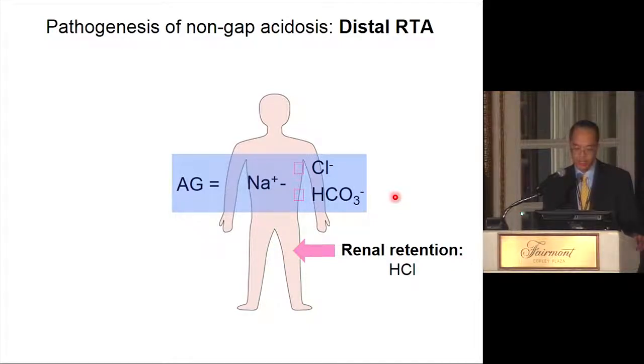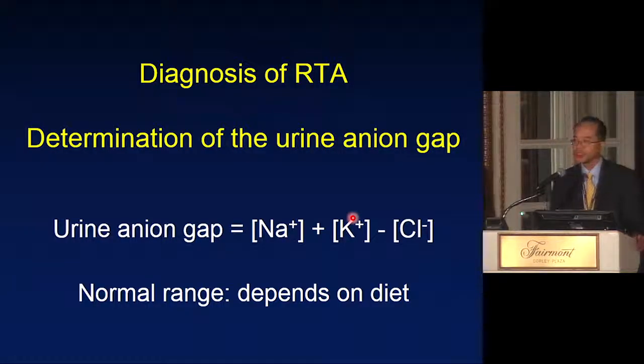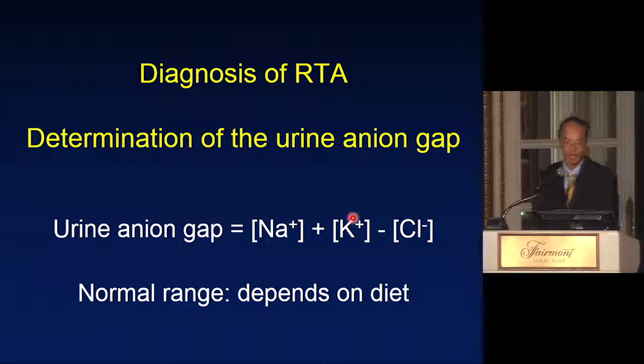In a distal RTA, the problem is the retention of hydrochloric acid that's not being excreted, and that would raise your chloride but lower your bicarb by the amount that you're retaining hydrogen ions. Again, no change in your gap. Okay, so when you have a patient of non-GAP acidosis, usually we're trying to figure out, do they have diarrhea or do they have an RTA? Or if they already have diarrhea, is this all from the diarrhea or do they have a superimposed RTA?